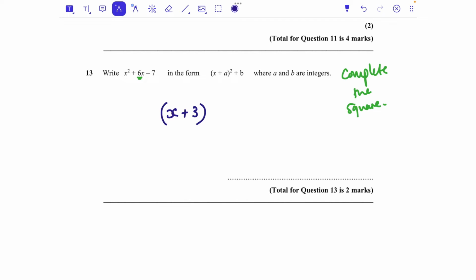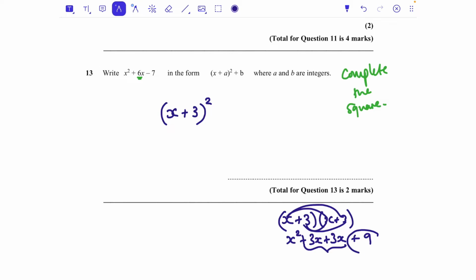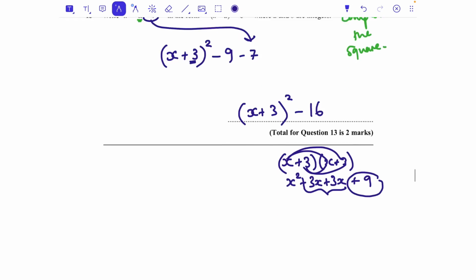Now the reason we're using 3 is because when I square this, I get x add 3 times another x add 3. And that gives me x squared. You get the add 3x from that bit and the add 3x from that bit, and then add 9, but that is always going to get you 6x. So by halving it and squaring it, you're always going to get the number of x's that you need. What we then need to do is get rid of this 9, because I didn't want the extra 9, so I'm always going to take away whatever this number is squared, and then bring down whatever is there. So it is x add 3 all squared minus 16. 2 marks, quite a nice question, that one.